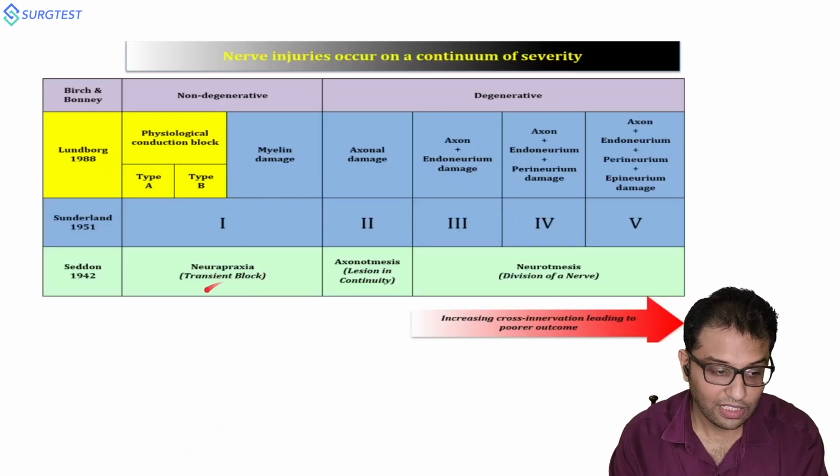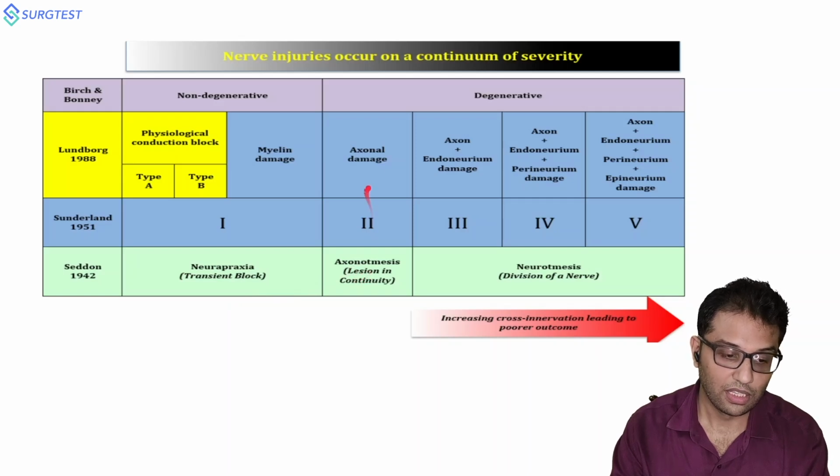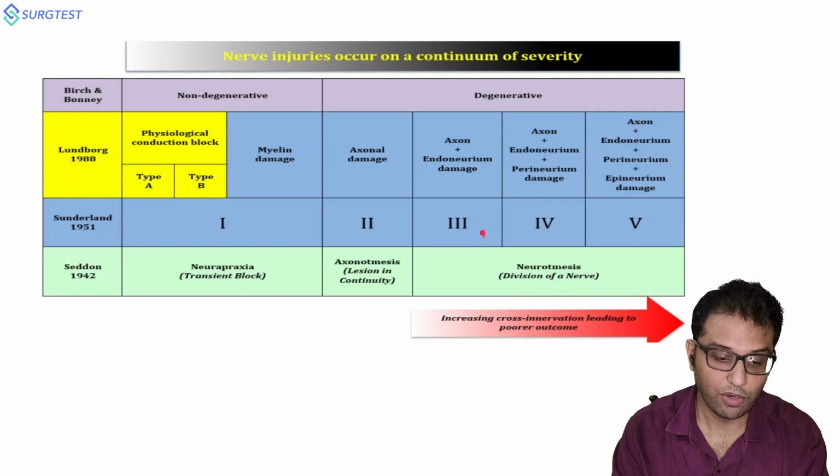You can easily see in this classification, the initial classification was given by Seddon in 1942, which included neuropraxia, which is a transient block, then axonotmesis, in which there is axonal damage but the lesion is in continuity. But in neurotmesis, the lesion is not in continuity. There is a chance of cross innervation leading to a poor outcome. It can be of three types. Type 3, where there is injury to the endoneurium. Type 4, where there is injury to the perineurium in addition to the endoneurium. And in type 5, there is complete transection. There is injury to the epineurium also.